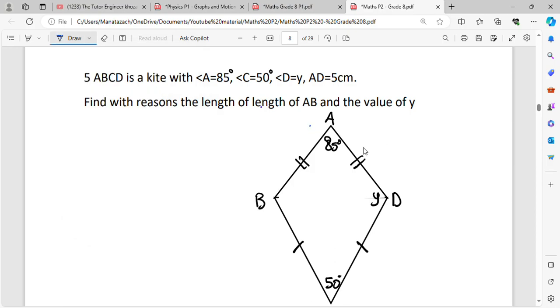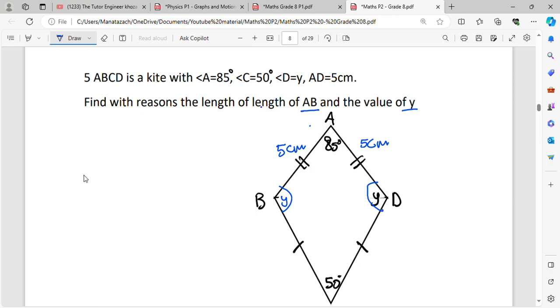So first of all, we're given that AD is 5 centimeters. So AB is equal to AD. So AB will be 5 centimeters because it's given. So that's how you're going to determine AB. And then when it comes to Y, since we're given that this is a kite, this angle is equal to angle B. So angle B also will be Y.